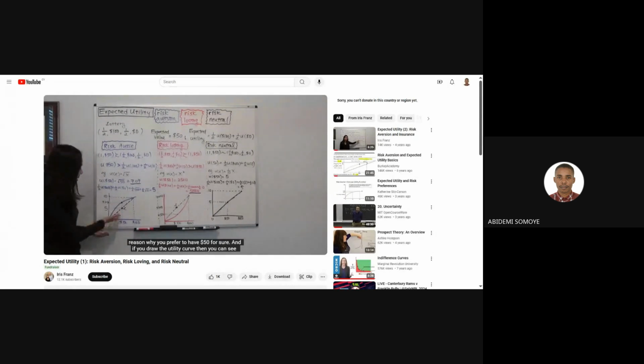And if you draw the utility curve, then you can see this is a utility function. So this would be $50, $100. And if you plug in $50 into the utility function, you get 7.07. And the expected utility of that lottery will be a half times 10 plus a half times 0, and that gives you 5. So here, you can see the letter L, that stands for the expected utility of that lottery.